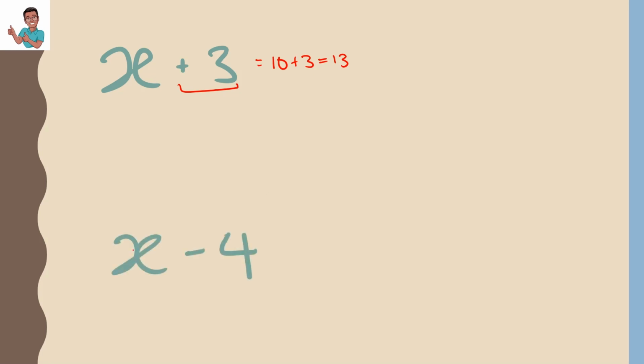The same goes for this, x minus 4. We're making changes to the variable x by subtracting 4. Let's say again that x is 10. 10 minus 4 is 6.